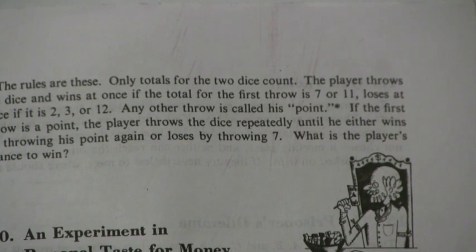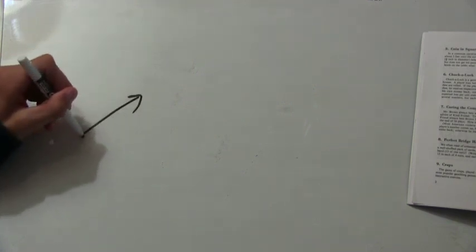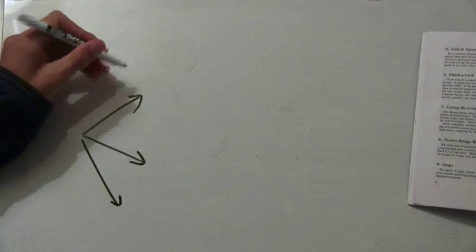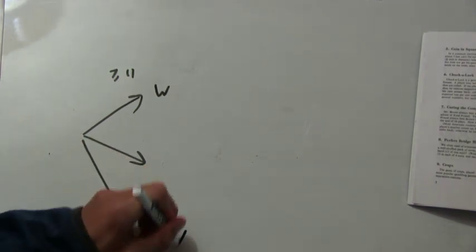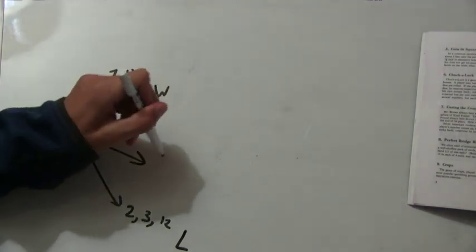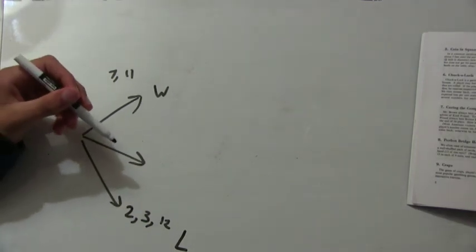Do you understand this problem? Yes. Okay, so I'm going to zoom out back to the whiteboard here. Why don't you write down some of the things that we're going to need to think about in order to solve this problem. So we're gonna roll 2 dice, and there are 3 outcomes. If we throw a 7 or an 11, we win. If we throw 2, 3, or 12, we lose. And then if we throw anything else, we have to roll until we get that number again, or we get a 7, and then we lose.